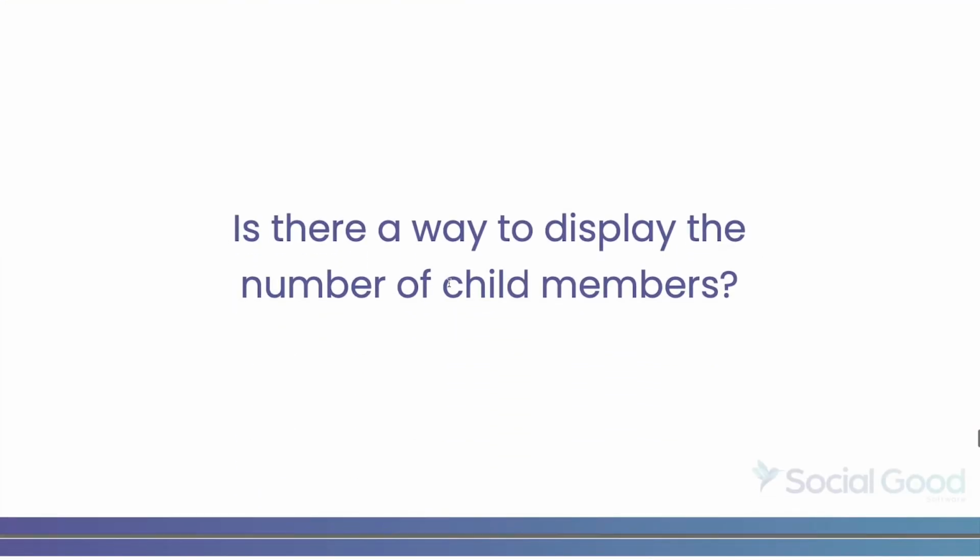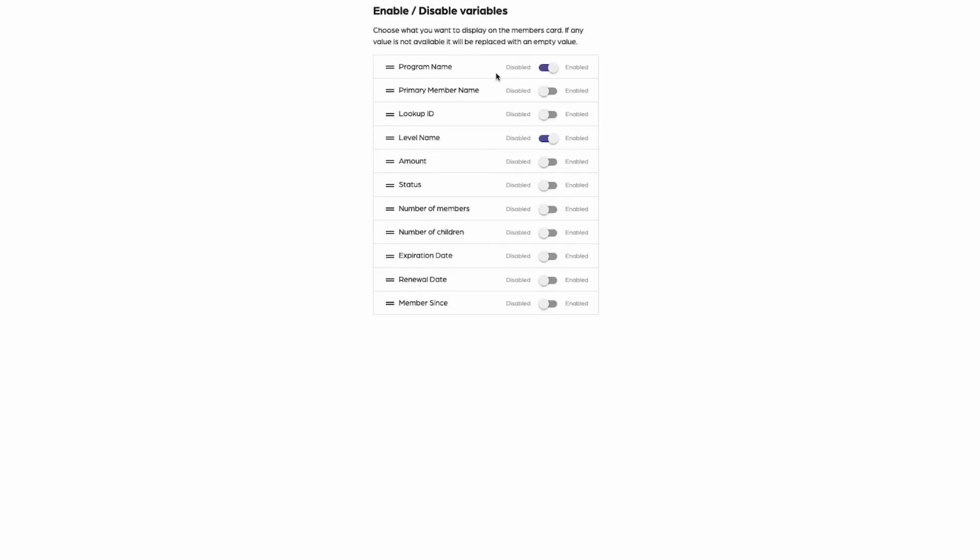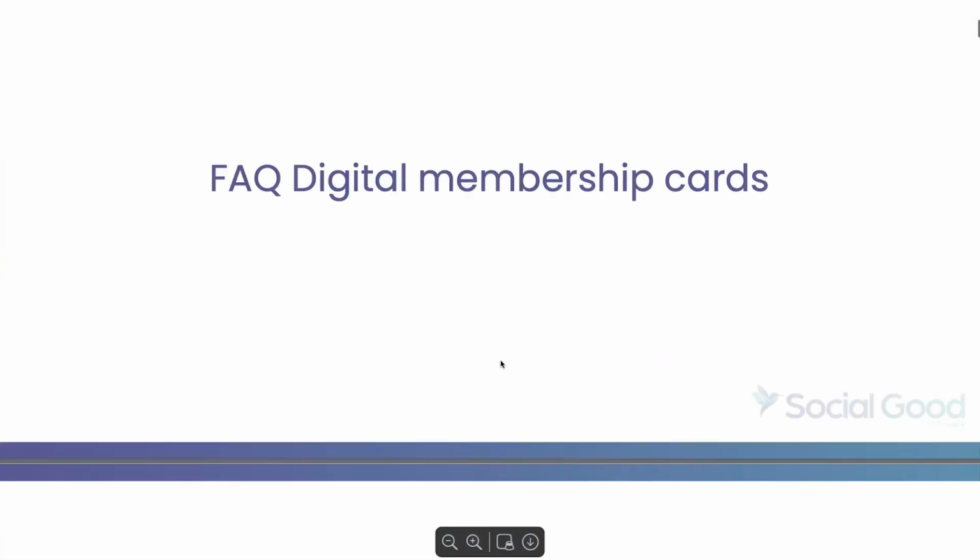Is there a way to display the number of child members? You can display the number of children. And here is a link for all the fields you can display. You can do program name, primary member name, lookup ID, level name, amount, status, number of members, number of children, expiration date, renewal date, member since. You have the option to turn on or off all those different options.